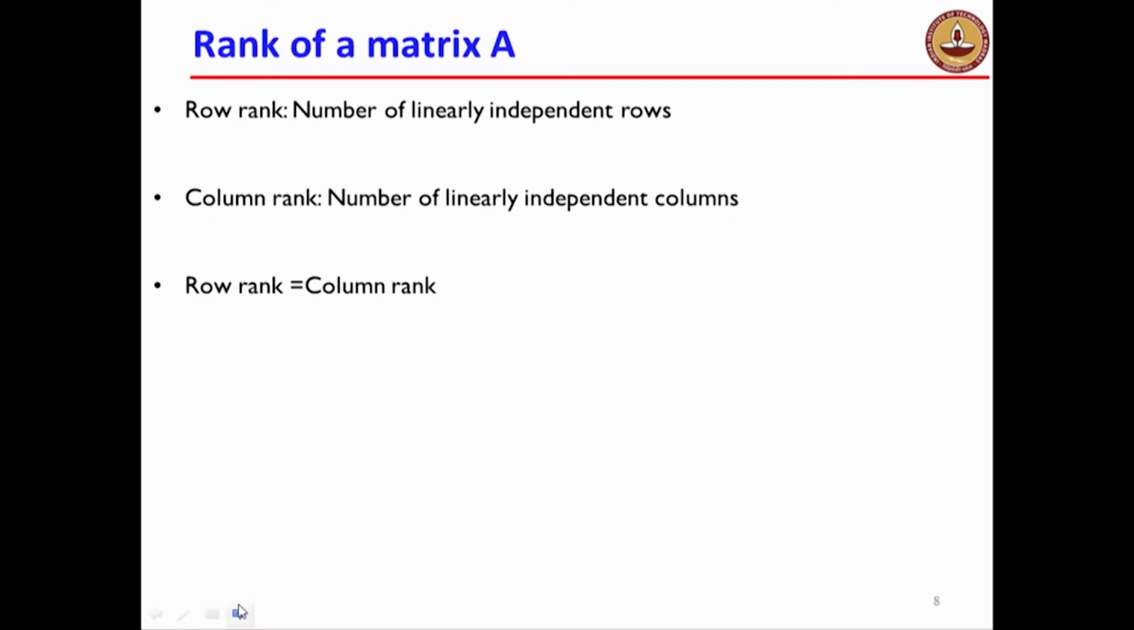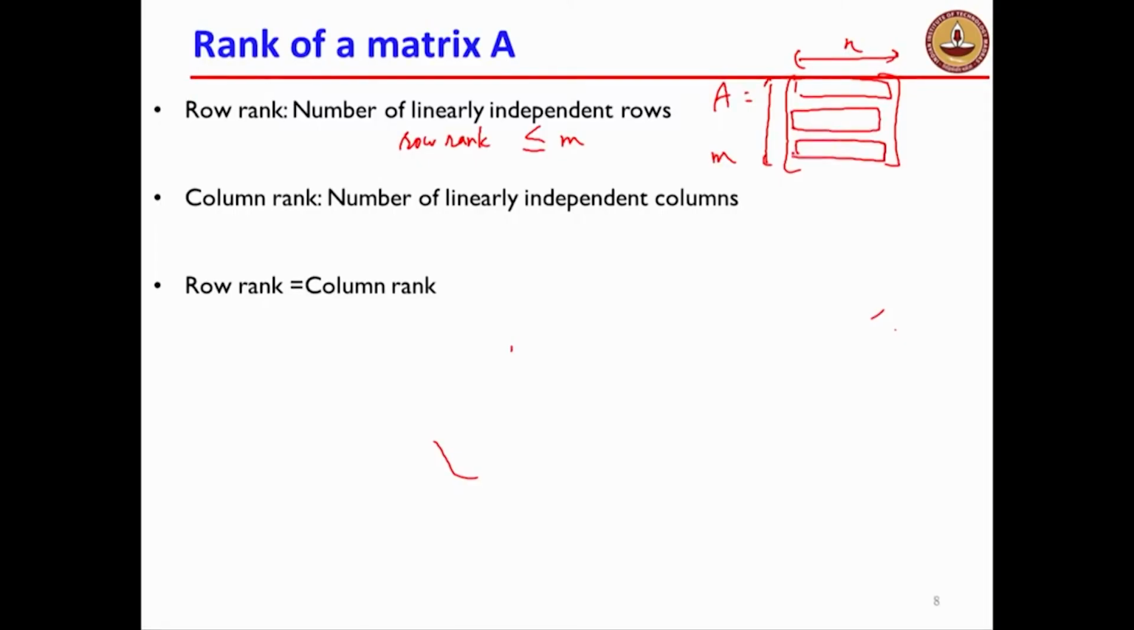So now how do we generalize this to higher dimensions? We need to define certain properties for a matrix called the rank of a matrix. Now a matrix, as I said, has m rows and n columns. The number of linearly independent rows is called the row rank of a matrix. So, obviously, the row rank cannot be larger than m.